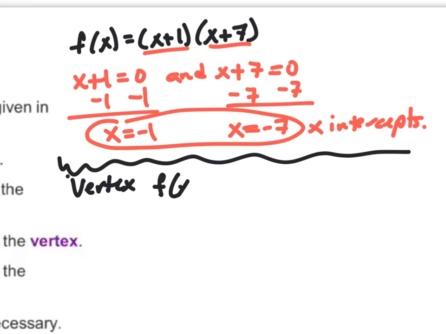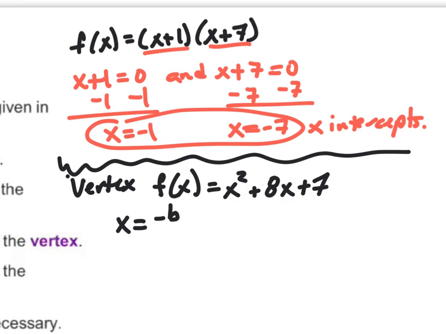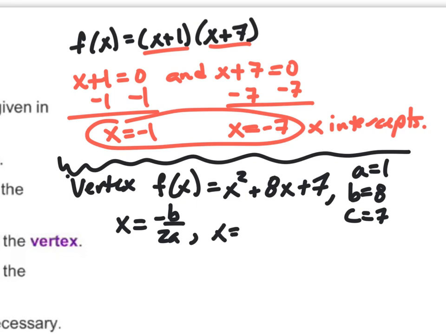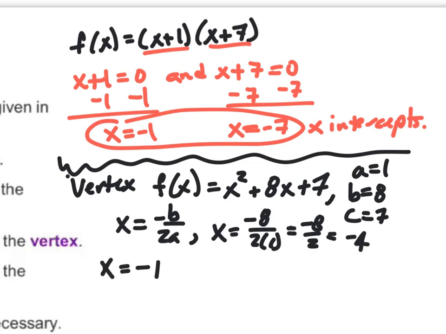So I'm going to do f of x is equal to x squared plus 8x plus 7. And to find the vertex, I want to use x equals opposite b over 2a. So from the standard form version, I know that a is equal to 1, b is equal to 8, and c is equal to 7. So I'm going to do opposite b, so x is going to equal negative 8 over 2 times a, which is 1, and that's going to give me negative 8 over 2, which gives me negative 4. So the x value of my vertex is x equals negative 4.